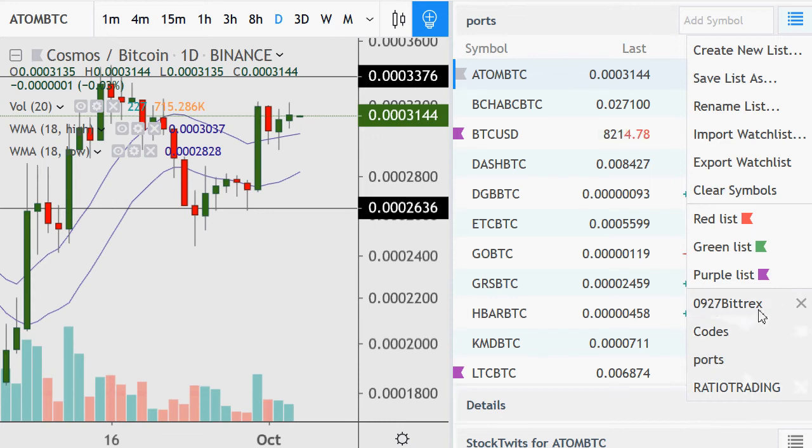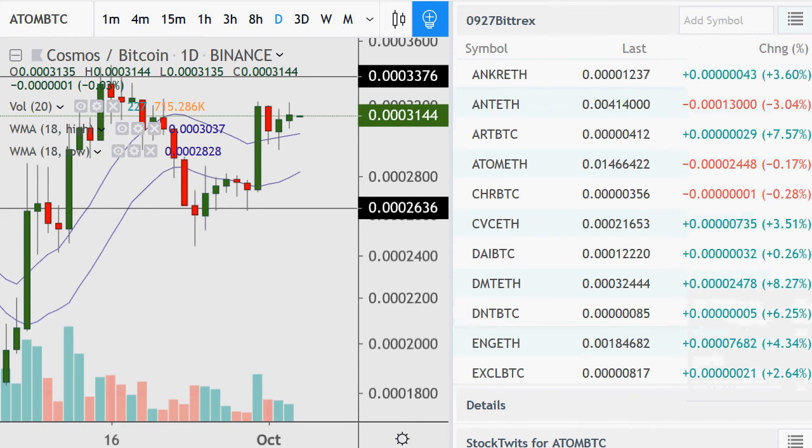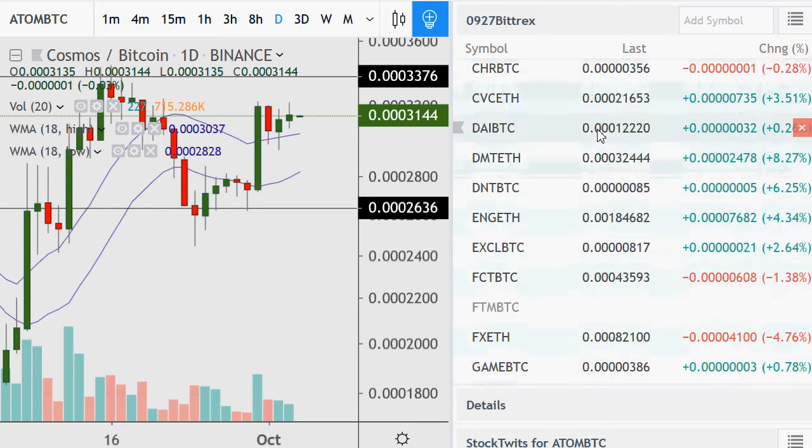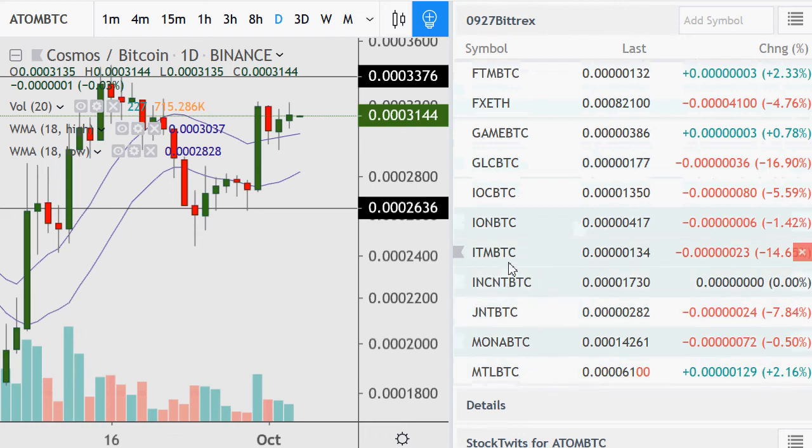On September 27th, I was looking at Bittrex coins of what I might want to cross. And I pretty much got to metal, and then I stopped doing it. All in chronological order.